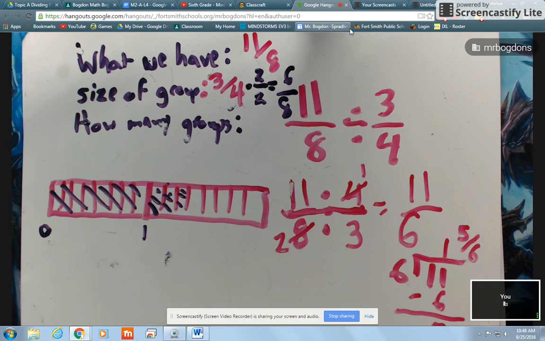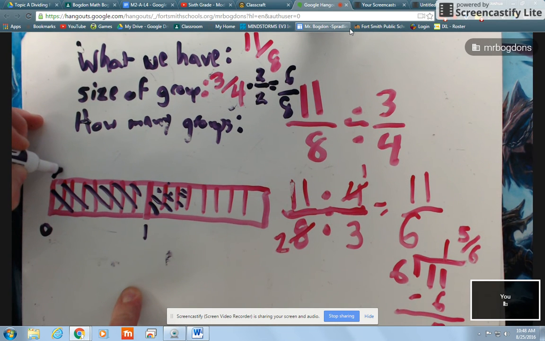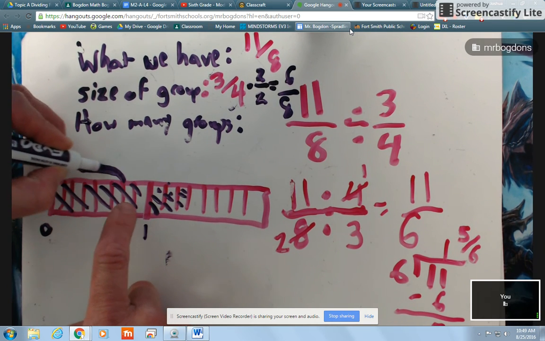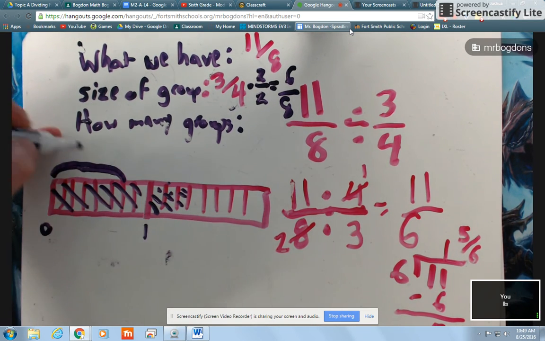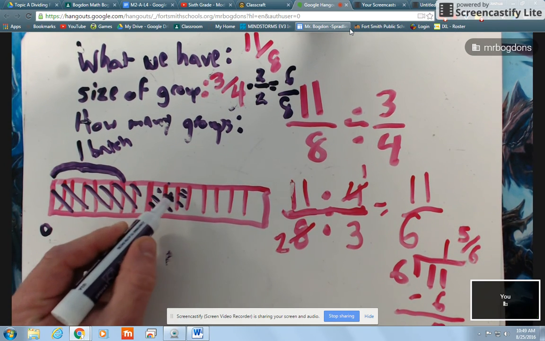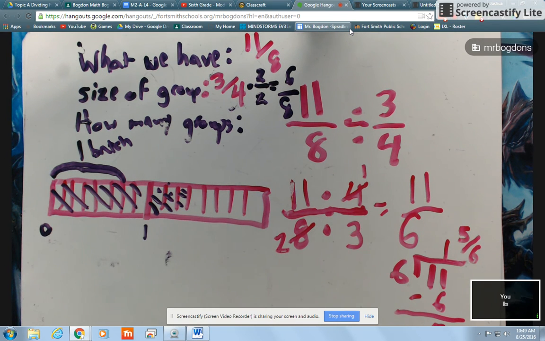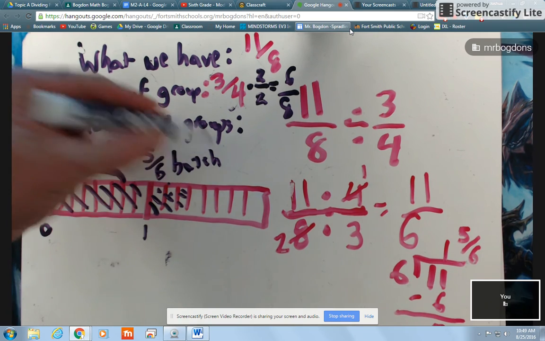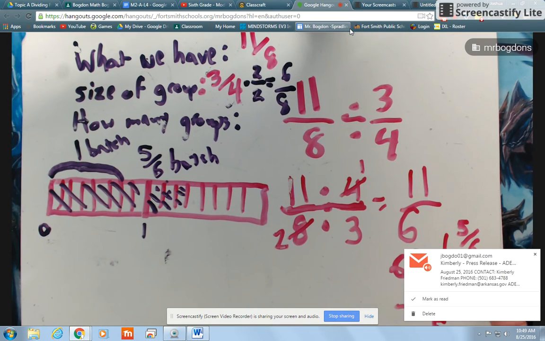Now I need to count by 6/8 because that's the size of my divisor. So let's count. 1, 2, 3, 4, 5, 6. Okay. So that's one batch. Then I have 1, 2, 3, 4, 5. Wait a minute. That's not enough to make a batch. It's only 5 out of 6. How can I write that as a fraction? 1 and 5/6. So I have 5/6 of a batch. I look over here. Hey, that's what I found using my math.